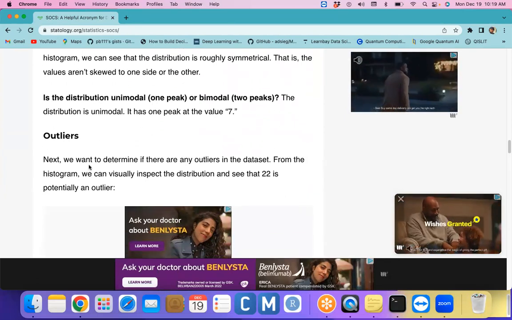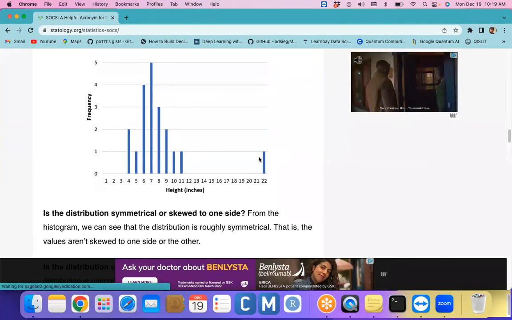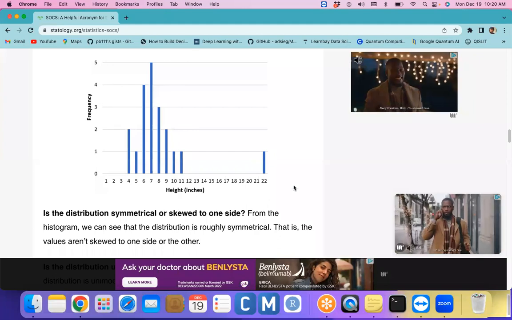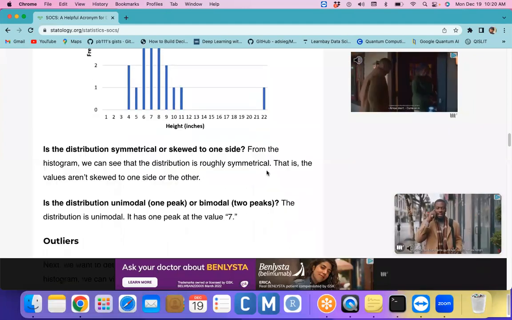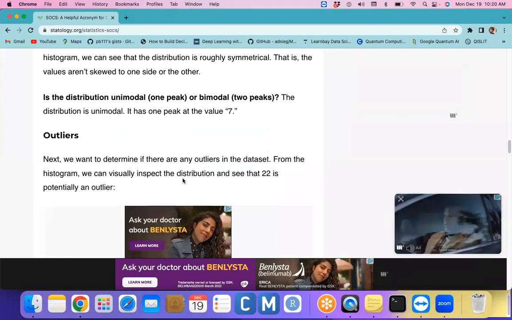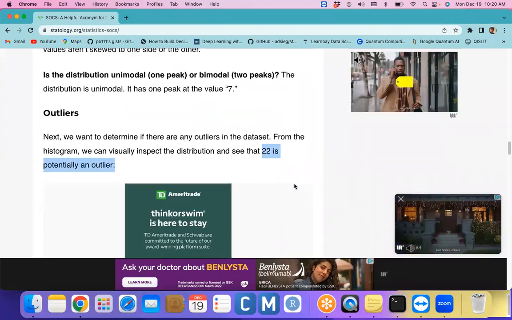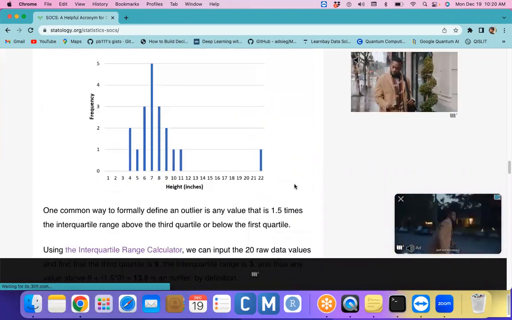Outlier in the sense, when you plot this histogram, the value 22 is not among these particular values, it is somewhere else. So this value is an outlier. Of course, this is the thing we have as an outlier. So we can visualize an aspect of the distribution and see that 22 is potentially an outlier.